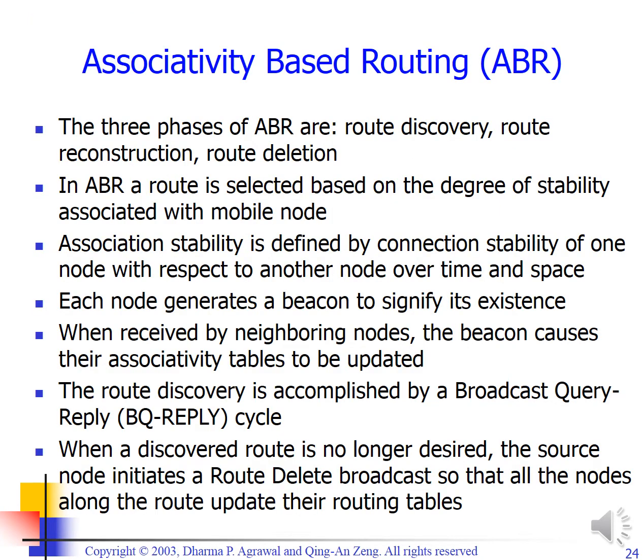Associativity-Based Routing (ABR) has three phases: route discovery, route reconstruction, and route deletion. In ABR, a route is selected based on the degree of stability associated with the mobile node. So, how to assign the association stability? It is defined by the connection stability of one node with respect to another over time and space. Each node generates a beacon to signify its existence. When received by the neighboring nodes, the beacon causes their associativity tables to be updated.